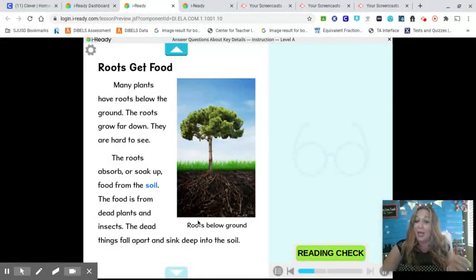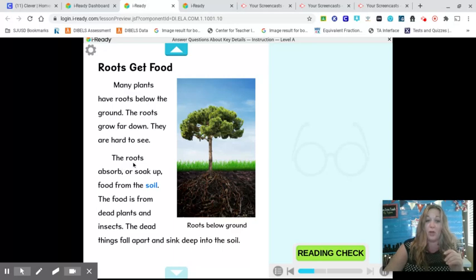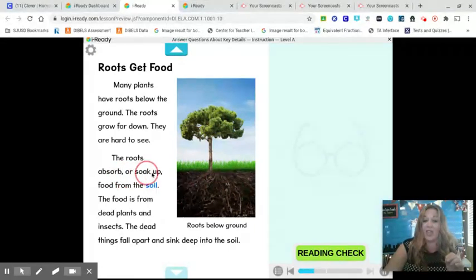The last thing I want to point out to you is that when we see vocabulary words, we want to really stop. But let's look at that first sentence. The roots absorb. Okay, now look at this comma. If an author is going to give you the definition of a word, they're going to put a comma, then the word or, and then what it means. So absorb means soak up. Anytime you see that, it's telling you exactly what it means in the text.